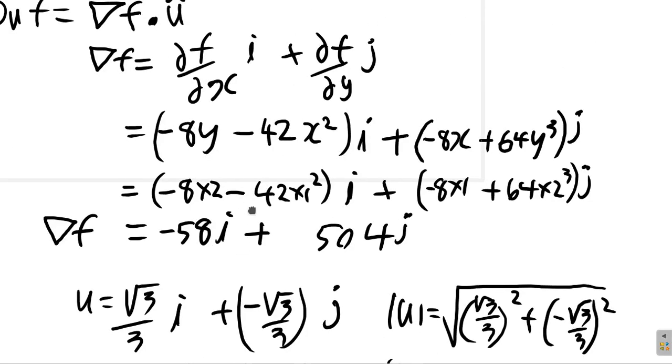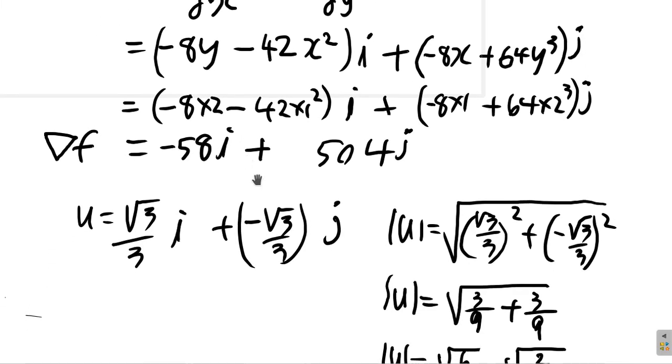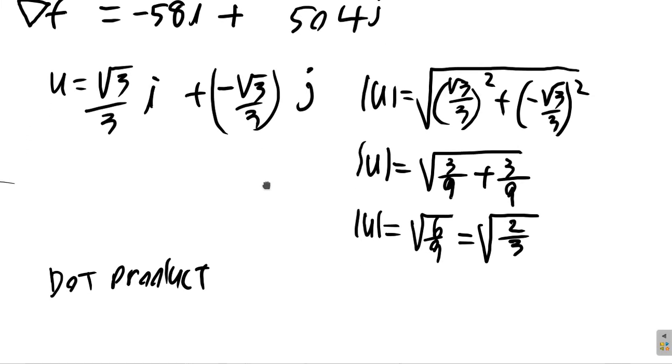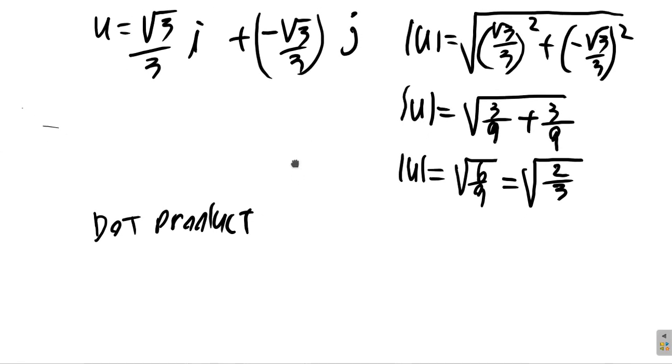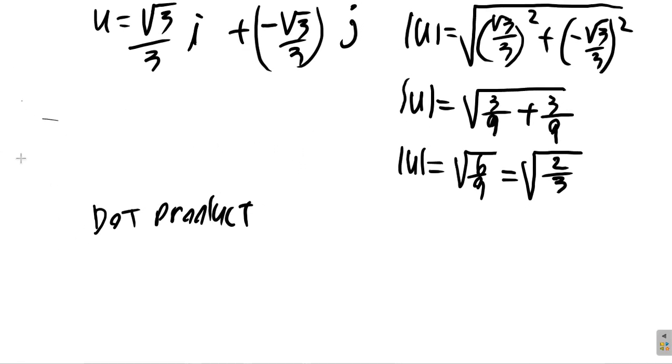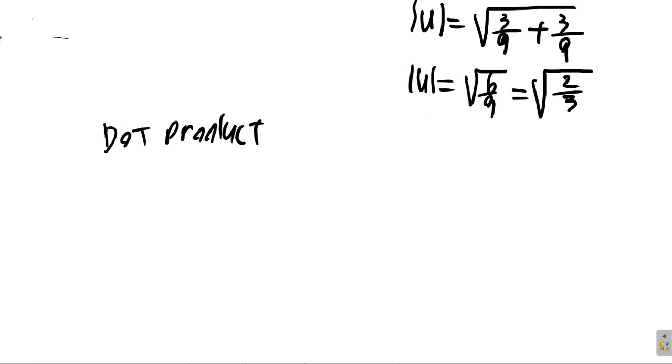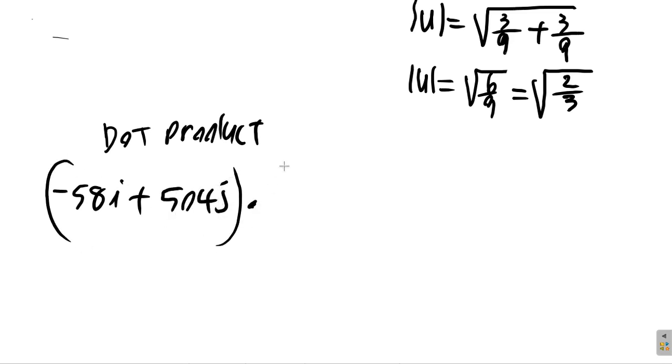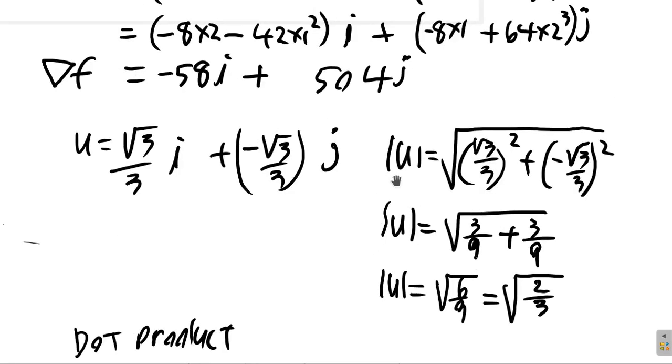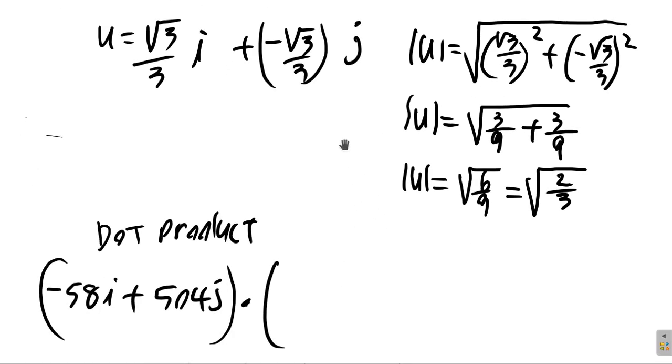But we're not ready for the dot product yet. Just work this out. Finish working it out and deal with it. But I could still write it as negative 58i plus 504j, dot. Alright, it's going to be another complicated expression here, another monstrosity inside this bracket.